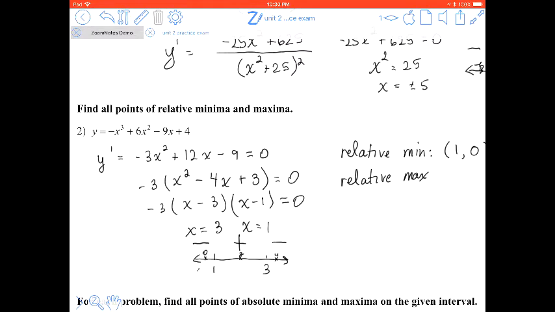Relative max, see here, this interval means the function's increasing, and then it switches to decreasing when x equals 3, so that's our relative max. And if we plug in a 3 for all the x's, 3 cubed multiplied by negative, so that's -27. 3 squared is 9 times 6, that's 54, so that's 27. 27 minus 9 times 3 is 0 plus 4, so we're going to have a positive 4.